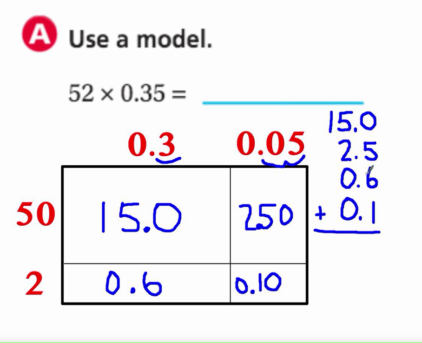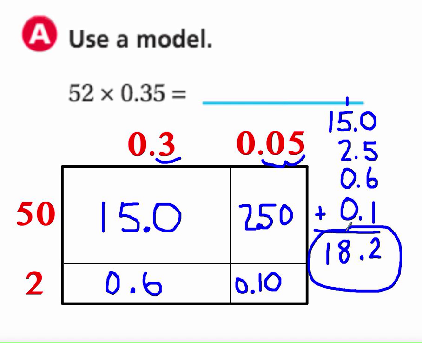Okay, so 5 plus 6 plus 1, what would that equal? 12. And I carry my 1. Decimals go straight down when you add or subtract. Then I have 1 plus 5 plus 2, what would that equal? 8. And then 1 plus nothing. So my answer to 52 times 35 hundredths is 18 and 2/10.